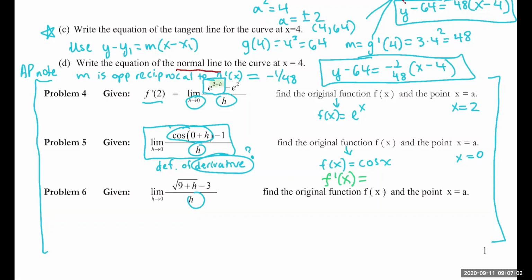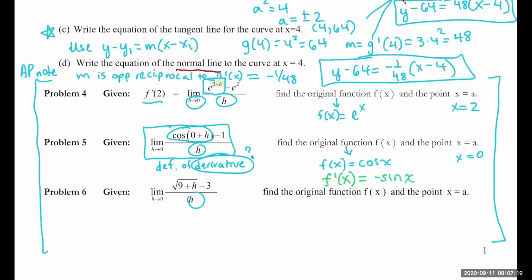At this point, this is just recalling from last year. We haven't covered it, but does anyone know? Want to take a guess at it? Excellent, negative sine of x.